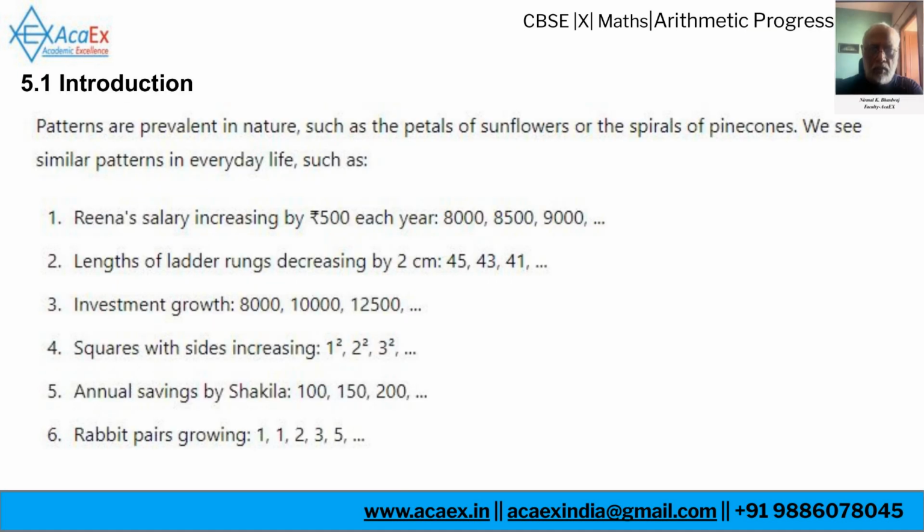Introduction. We can observe patterns all around us, from nature to our daily lives. For example, a salary that increases by 500 rupees each year forms a pattern: 8,000, 8,500, 9,000, and so on. The lengths of rungs on a ladder that decrease by 2 centimeters also form a pattern: 45, 43, 41, and so on. In this chapter, we will learn about a specific type of pattern called an arithmetic progression.